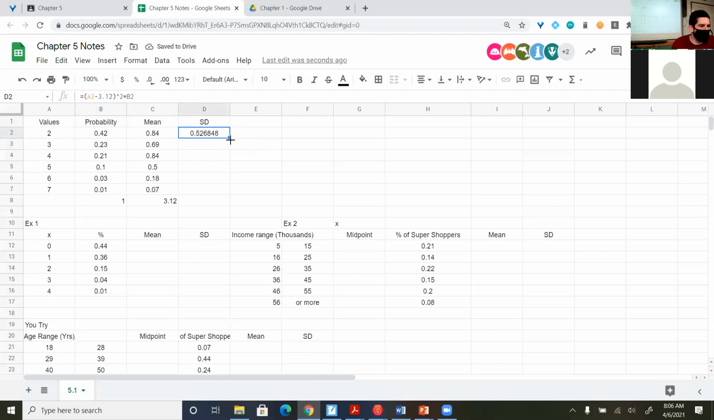So now I'm going to click and drag, and I can even double check that I'm using A2, 3.12, and B2. Then when I go down to cell D3, it's changing it to A3 and B3, A4 and B4, A5, B5, A6, B6, etc. So again, you want to use the actual value of the mean and then click on the cells for the X value and the probability.